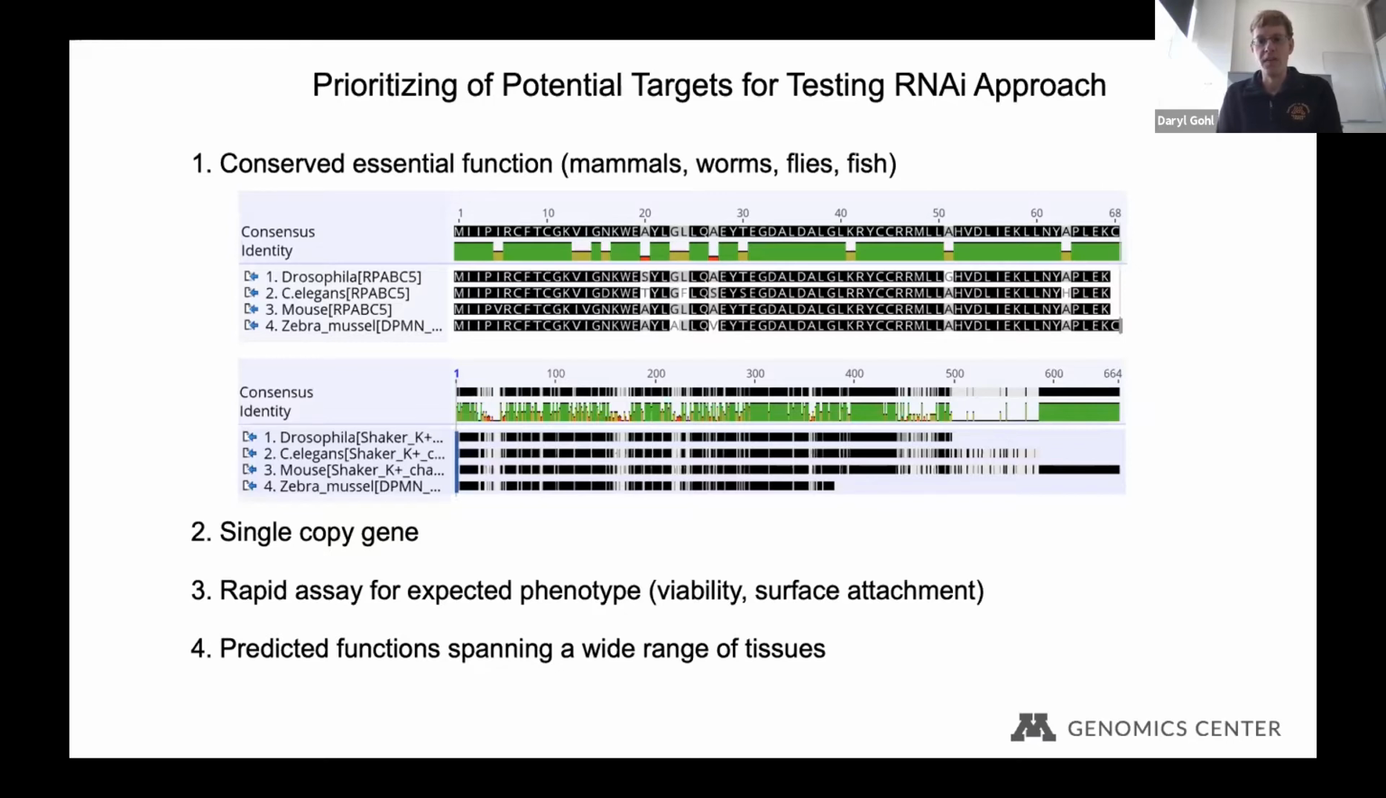The first example that I'm showing here, this RPABC5 gene, is an alignment of the protein sequence of RPABC5 from flies, worms, mice, and zebra mussels. What you can see is that this gene is almost identical across all these different species. This is a bit of a rarity. Zebra mussels are pretty divergent from anything else that's been sequenced, so we don't see a lot of this level of conservation. But the fact that this is so conserved suggests that this is a very, very important protein.